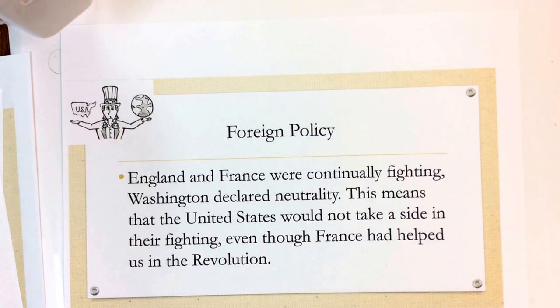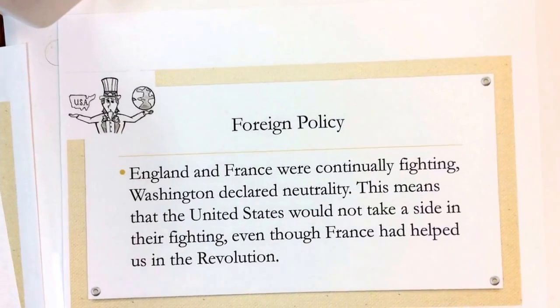With France, it was really tough to tell them no due to the fact they helped us throughout the revolution. So these are the precedents, or first things, that Washington was able to do to help defend and raise our country up.